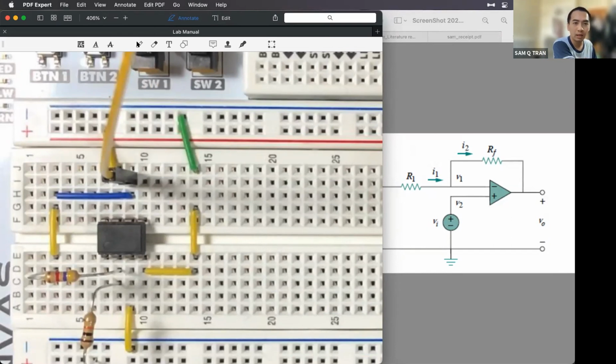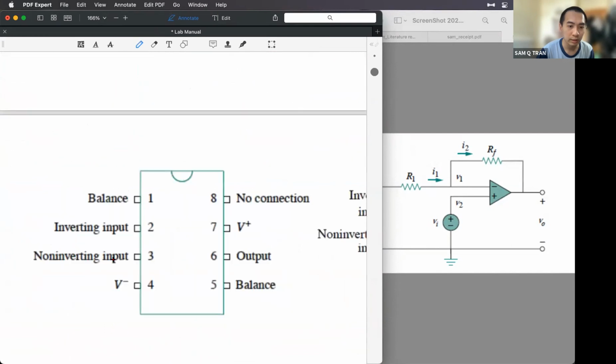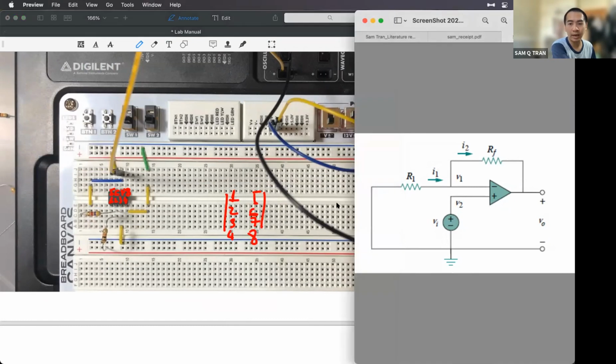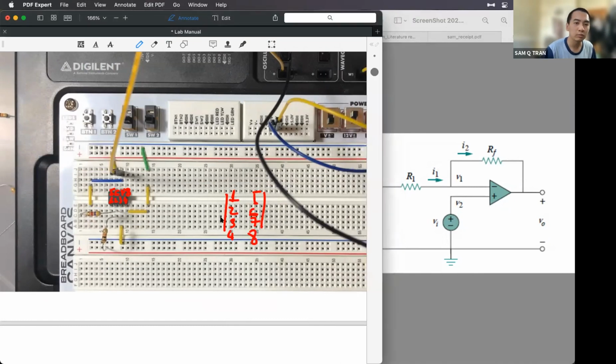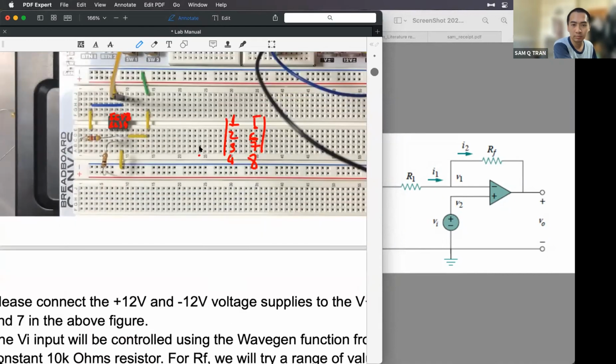Okay, it's working. So what we have over here is this chip: 1, 2, 3, 4, 5, 6, 7, 8, and pin number 2 is the inverting terminal, and pin 3 is non-inverting. Let me draw it again: 1, 2, 3, 4, 5, 6, 7, 8. The power supply comes into the non-inverting terminal, so it will come into pin number 3.